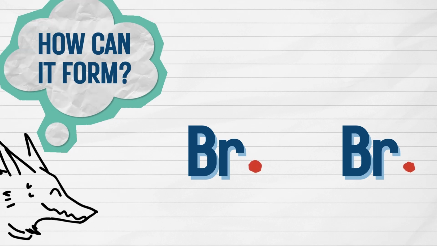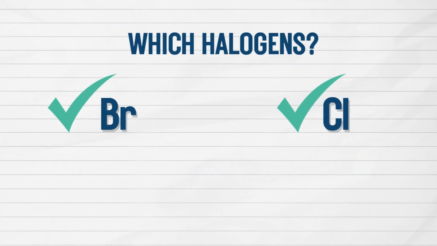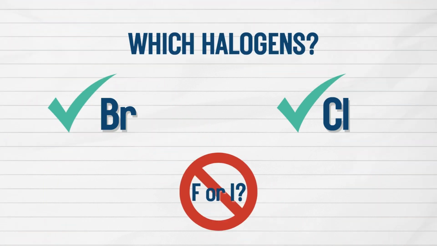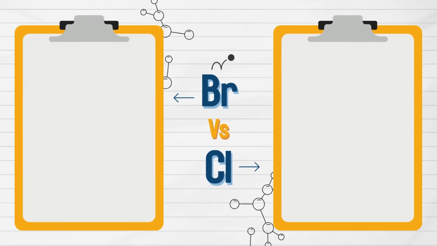So we just covered what a radical is and how to form it. Now let's talk about which atoms exactly are involved in a radical halogenation. For these reactions, you will focus on using bromine and chlorine. You won't be focusing on fluorine or iodine here because fluorine is a bit too reactive and iodine is too unreactive. So neither are exactly practical to bother with. So then let's focus in on bromine and chlorine. What's the difference between using these in a radical reaction?